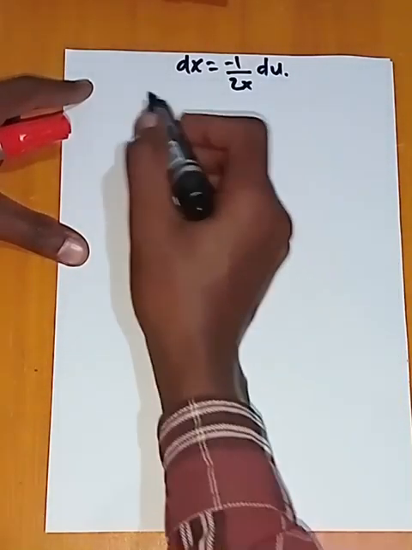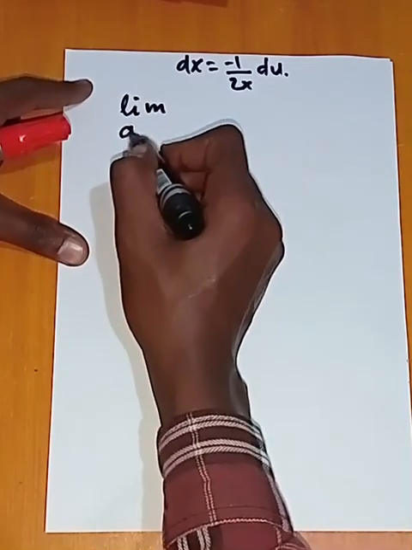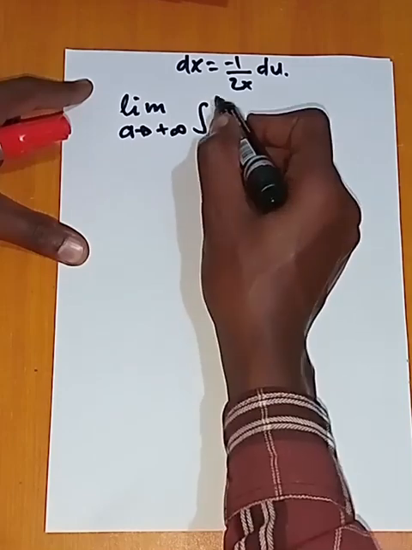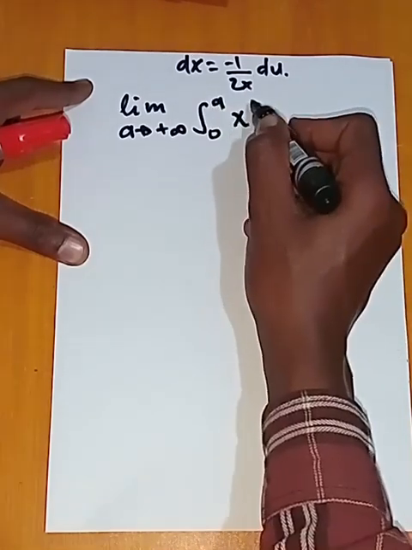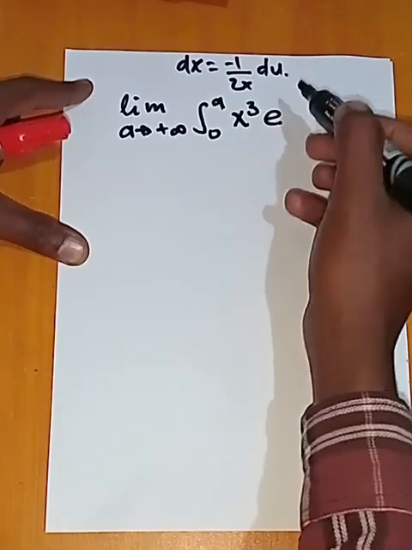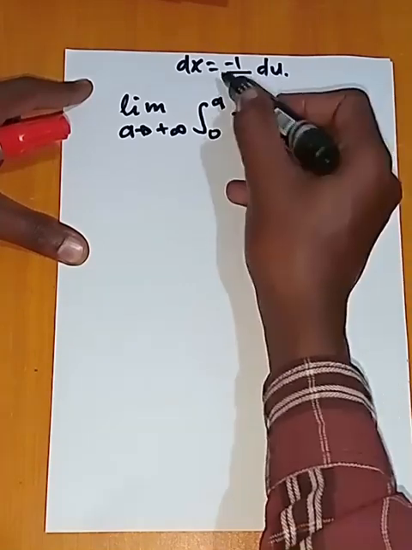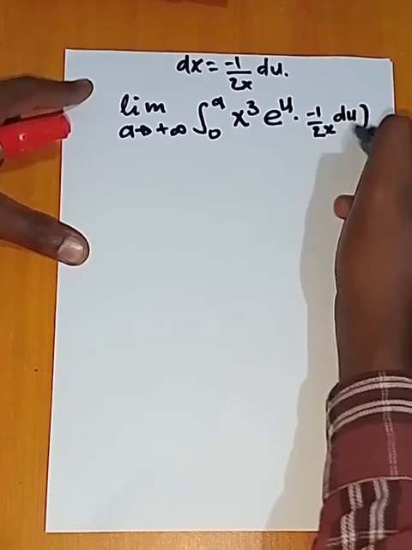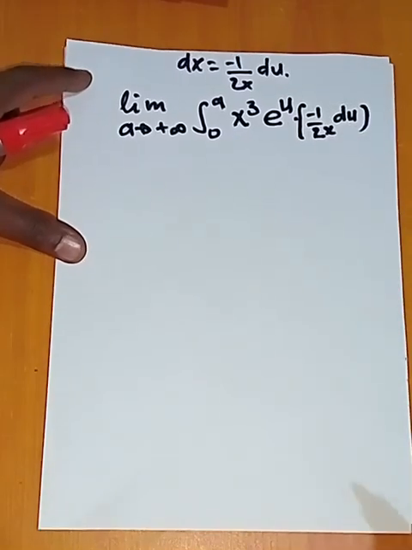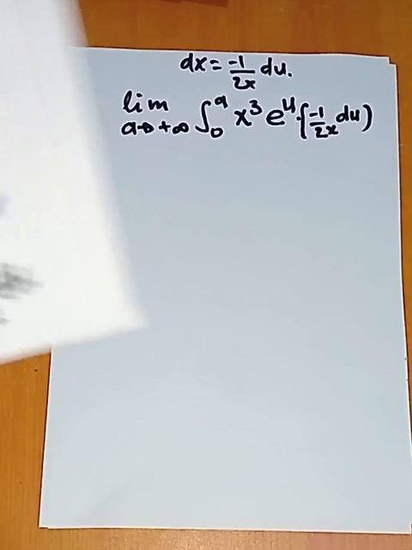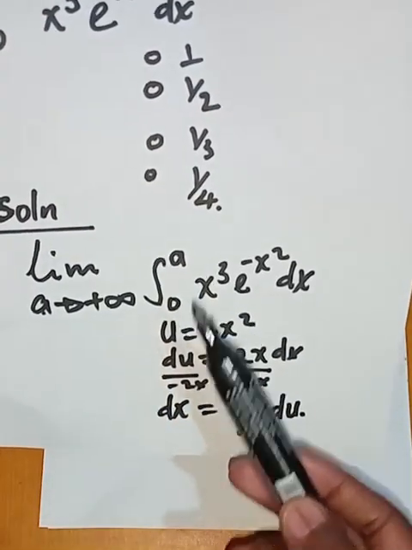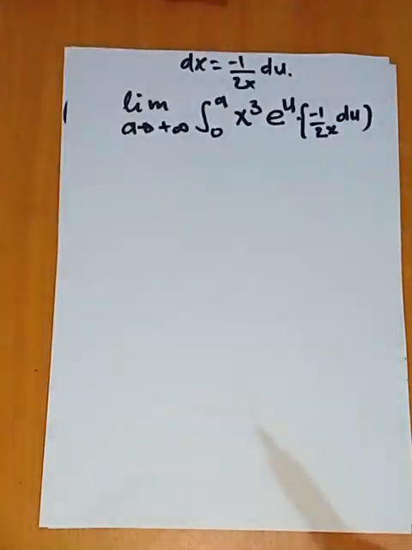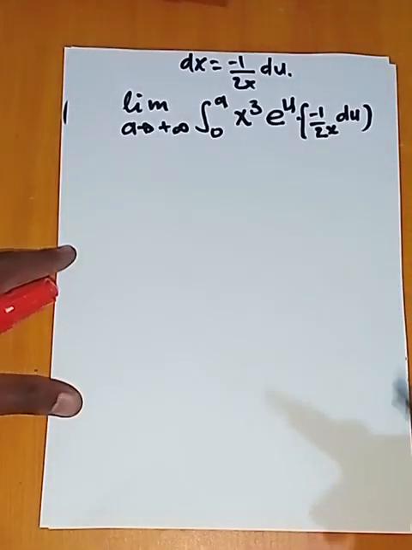So now we can directly substitute: the limit as a tends to positive infinity of the integral from 0 to a of x cubed e raised to the power of u, where dx is negative 1 over 2x times du. If you see back on our first page, our question is the integral from 0 to infinity of x cubed e raised to negative x squared dx, and our u is this, so we can directly rearrange. No problem.